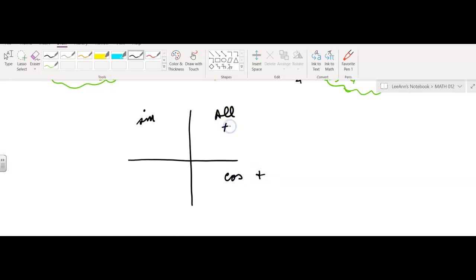So I'm just doing the positive ones. They're all positive in the first quadrant. Sine is positive in the second quadrant. In the third quadrant, sine and cosine are both negative. And then cosine's positive in the fourth quadrant. It'll be easier when we have the other trig functions.